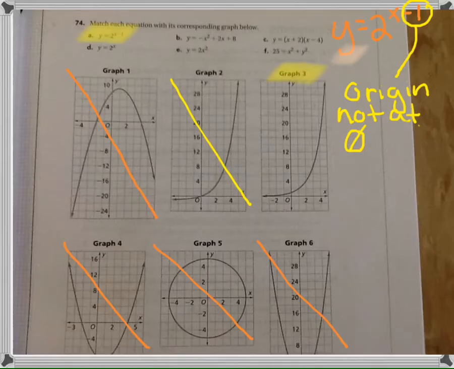Page 40, number 74. This problem gives you 6 equations and 6 graphs to match up to. The first equation is y equals 2 to the power of x minus 1.